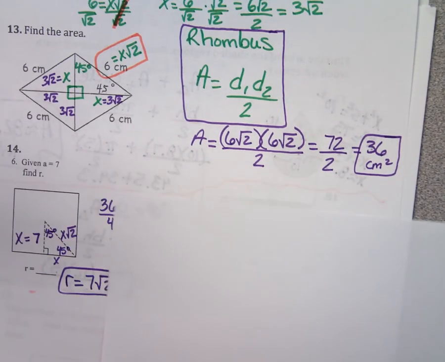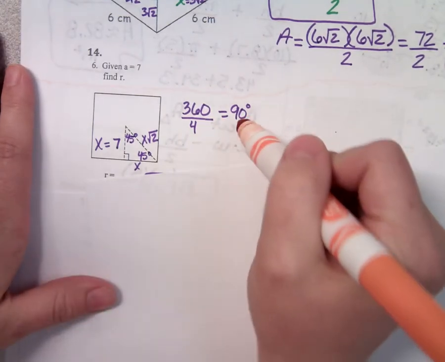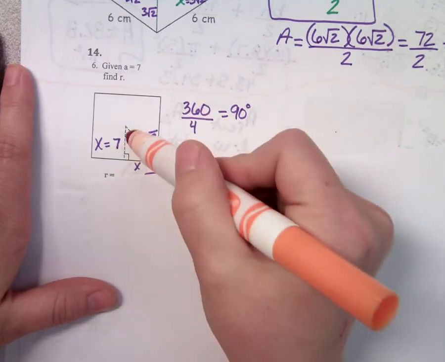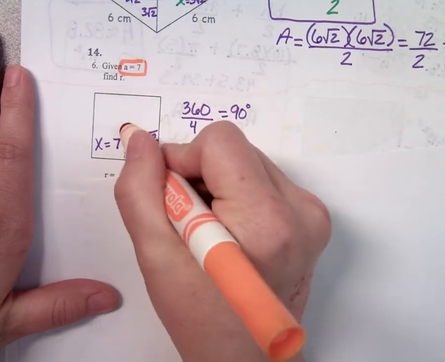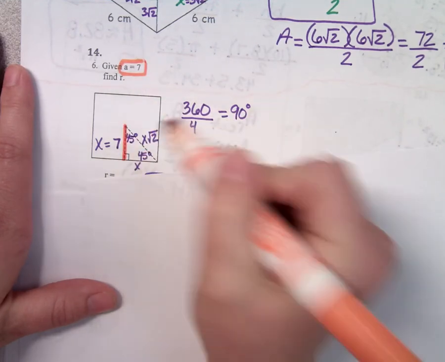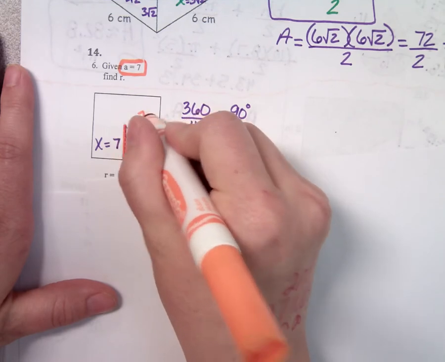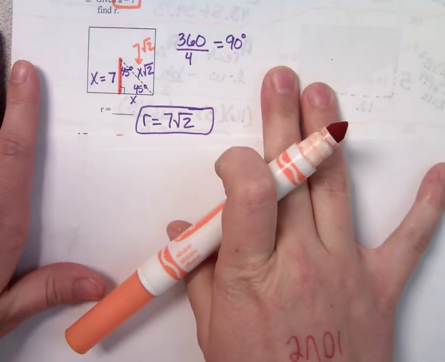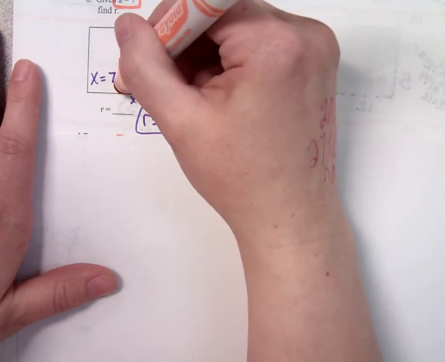Okay, number 14. I figured out what my angle was here by taking 360 and dividing by the number of sides. If the central angle is 90, I know this one's half that, so this is 45. Across from the 45s are the x's, and across from the 90 is x square root of 2. I know that my apothem is 7, and remember the apothem is from the center of the polygon to the middle of a side. And so if this x is 7, then this x would be 7. And so our radius would be 7 square root of 2. And remember, the radius is the distance from the center to a vertex. The apothem is from the center to the middle of a side.